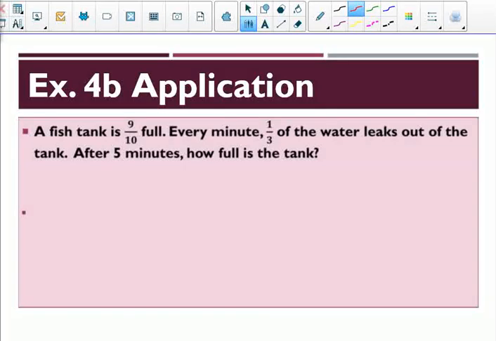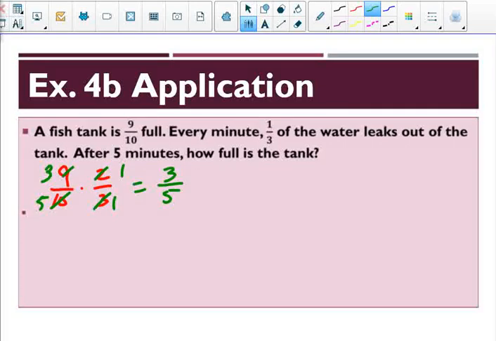If 1/3 is leaving, that leaves 2/3 of the water staying in. So if you already had 9/10 of the tank filled, 2/3 of it stays in. We need to multiply 9/10 times 2/3. And I can do some simplifying here. I can divide a 2 out here, divide a 2 out here, divide a 3 down here, divide a 3 in the numerator. That gives us 3/5. So after 1 minute, you have 3/5 of the water left in the tank. So that's our first term.